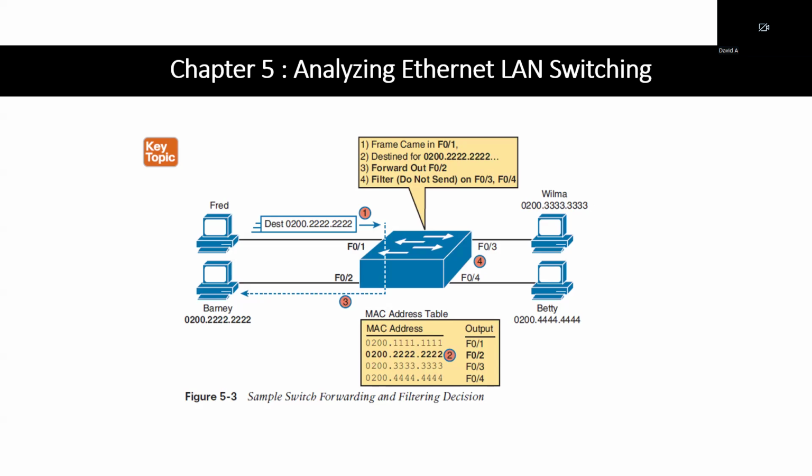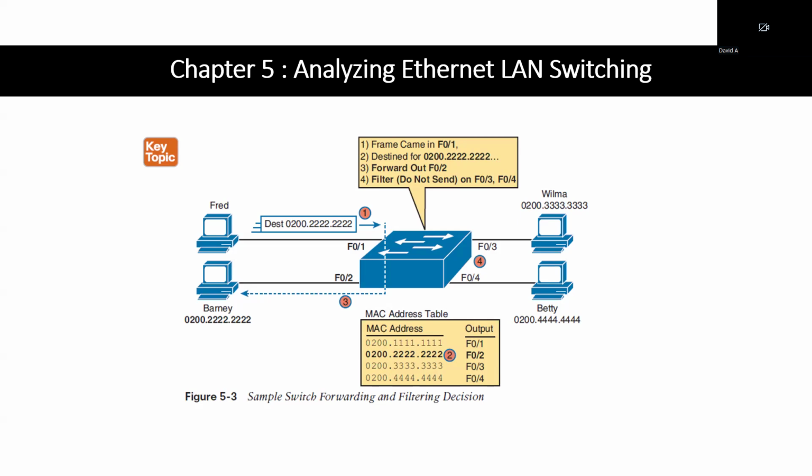So the first thing I want to go ahead and discuss is forwarding known unicast frames. To decide whether to forward a frame, what does a switch have to do? A switch has to build a table that lists all the MAC addresses and the outgoing interfaces.